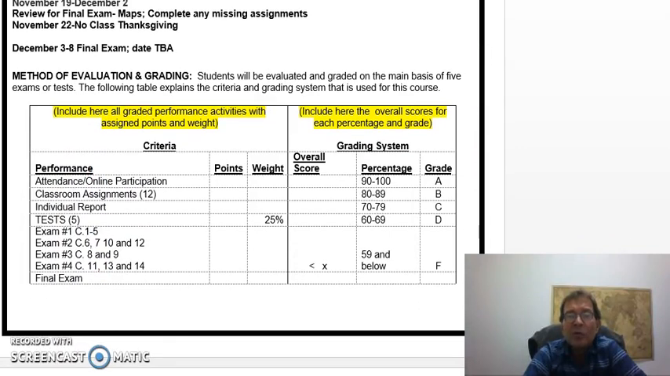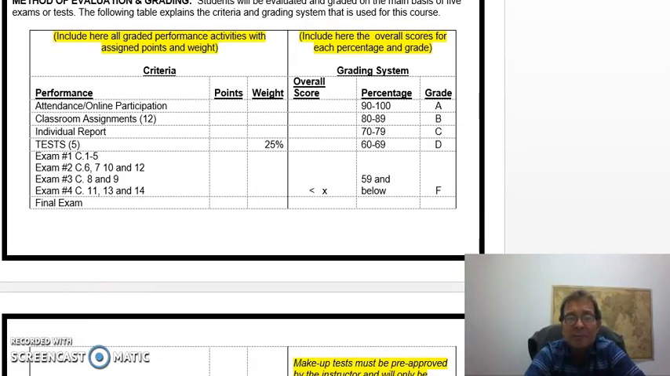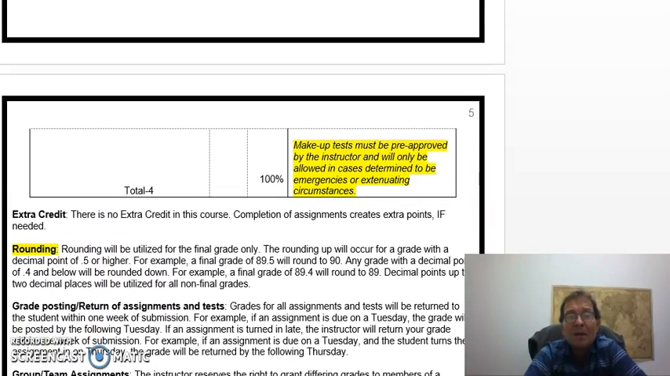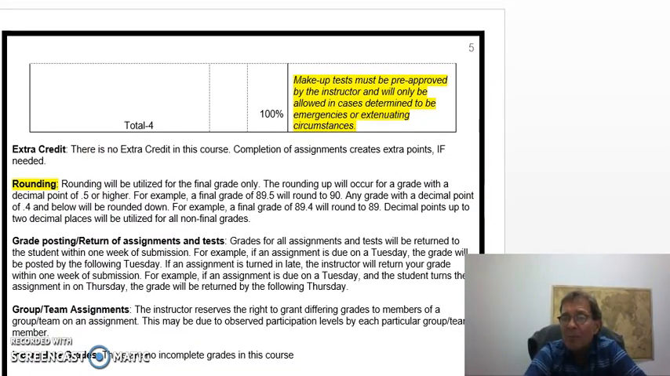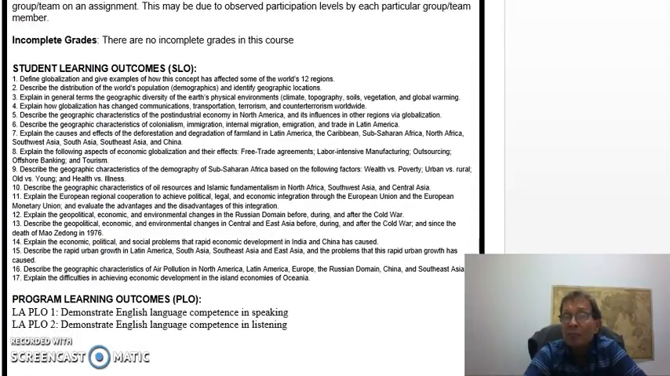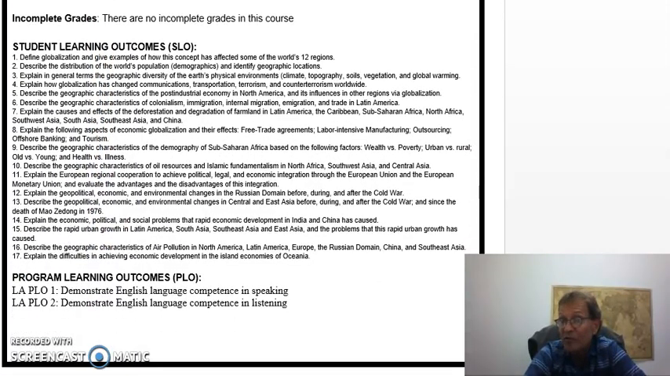The method of evaluation and grading, the main basis are those 5 exams, and you also can pick up some extra points by doing those weekly assignments. That is your extra credit possibility. Rounding, 0.5 and up will be rounded up, 0.4 and below gets rounded down. And there are no incomplete grades in this course, ladies and gentlemen. There will be no incomplete grades given.